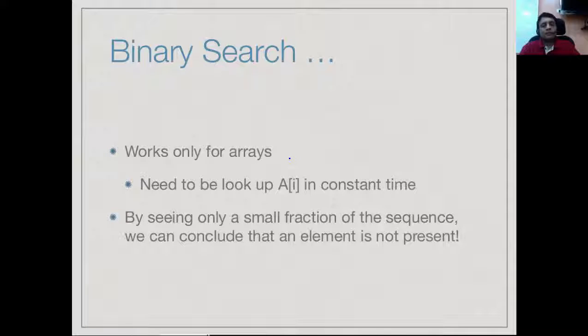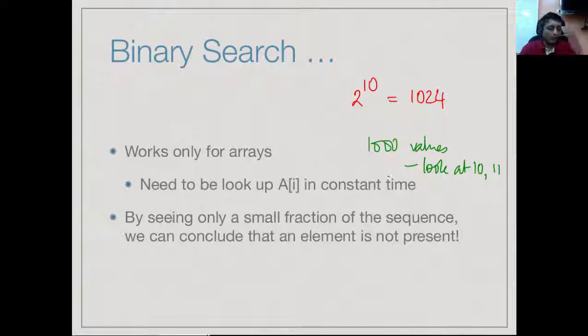But really the remarkable thing about binary search is that by only looking at a very small fraction of the sequence, we can conclude that an element is not present. So we know, for instance, that 2 to the 10 is 1024. So if I give you 1,000 values, we can look at 10 or maybe 11 and say that something is not there. So the overwhelming number of values we don't even have to look at in order to decide whether a value is there or not, and this makes binary search a truly remarkable procedure if you think about it carefully.